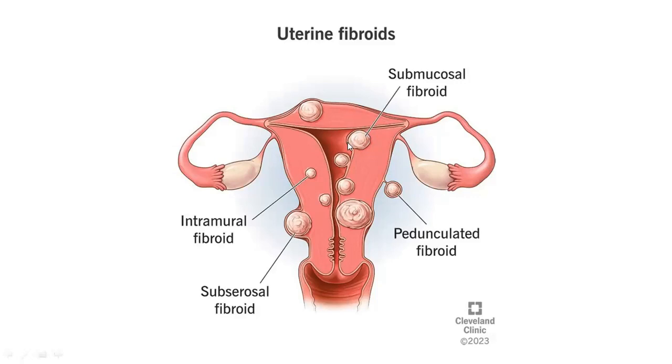The one which is located just beneath the endometrium is known as the submucosal fibroid. The fibroid which is located inside the muscle is known as the intramural fibroid, and the fibroid which is just beneath the serosa is called the subserosal fibroid. And the fibroids which have a peduncle can undergo torsion and then cause acute abdominal symptoms.